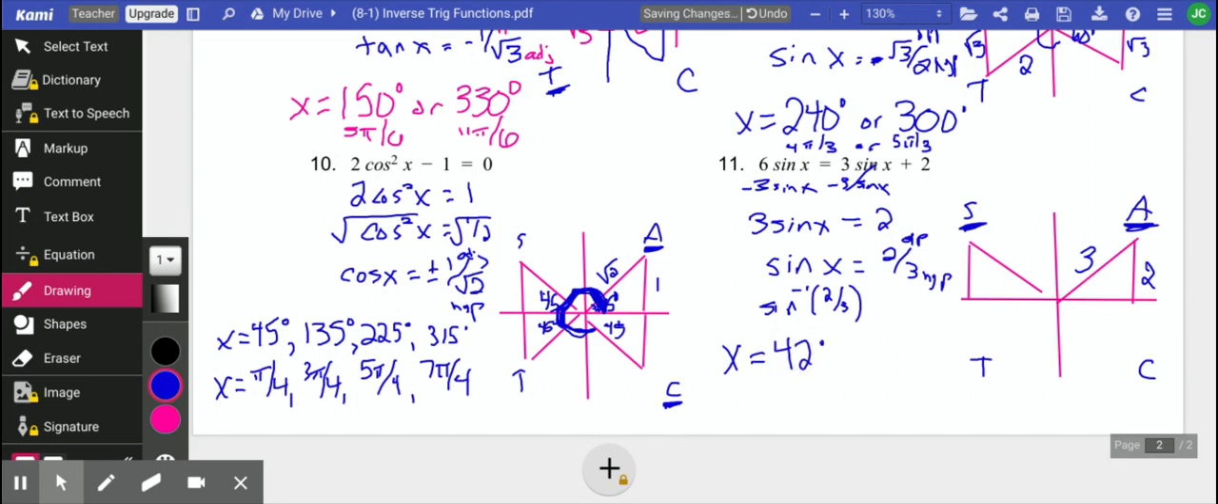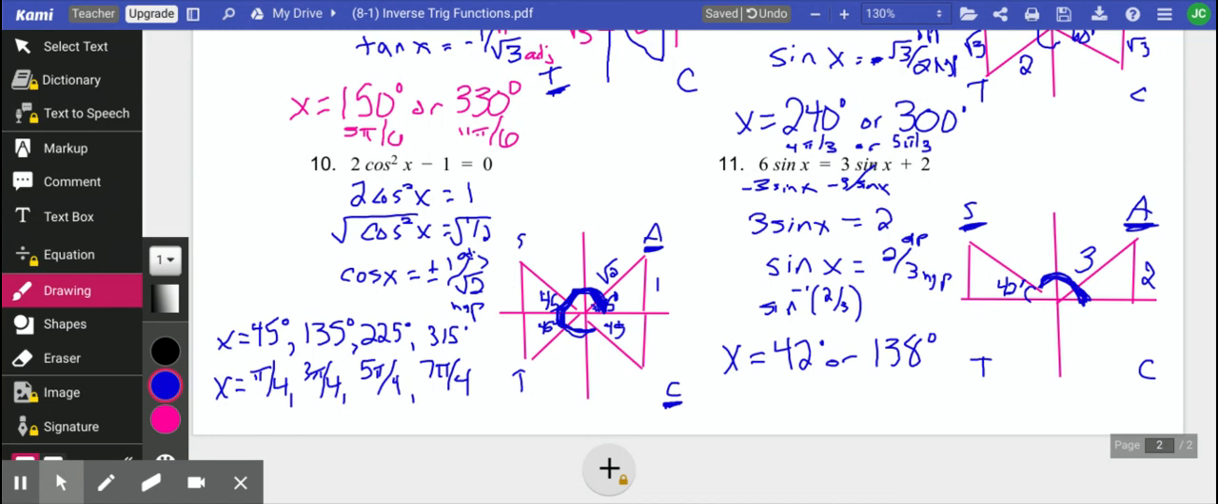Your calculator is going to give you the one here in the first quadrant. Now remember, we also have one over here. So this is also 42 degrees, but we want to measure from here. So to find that, we're just going to take 180 minus 42. So 138. So when you do inverse sine in your calculator, it's going to give you the first quadrant one. You have to do the work to figure out the one in the other quadrant.